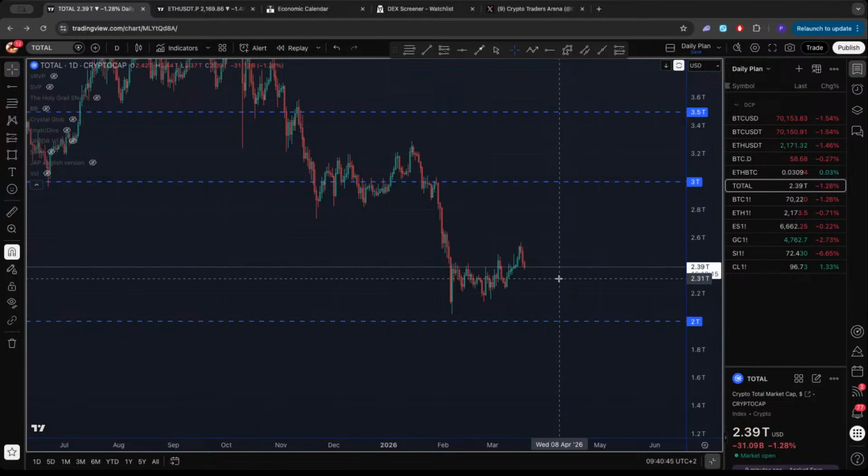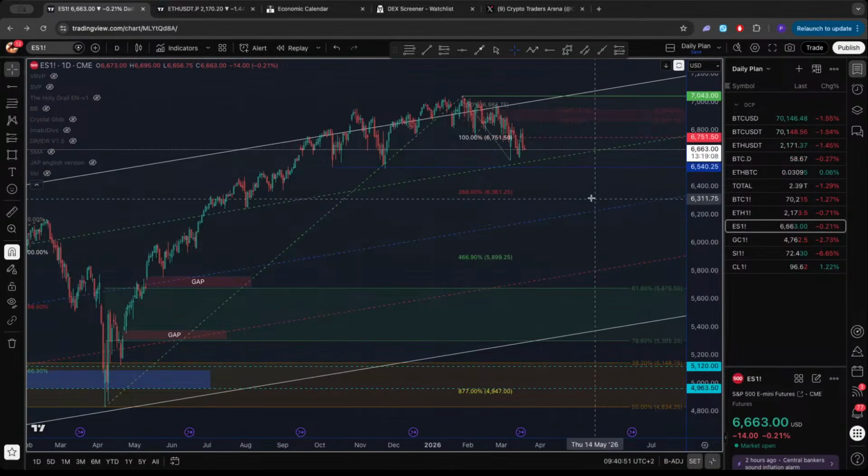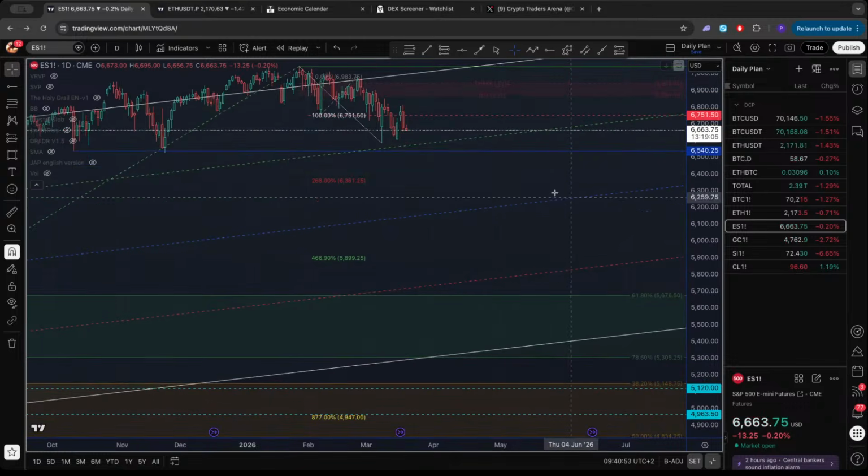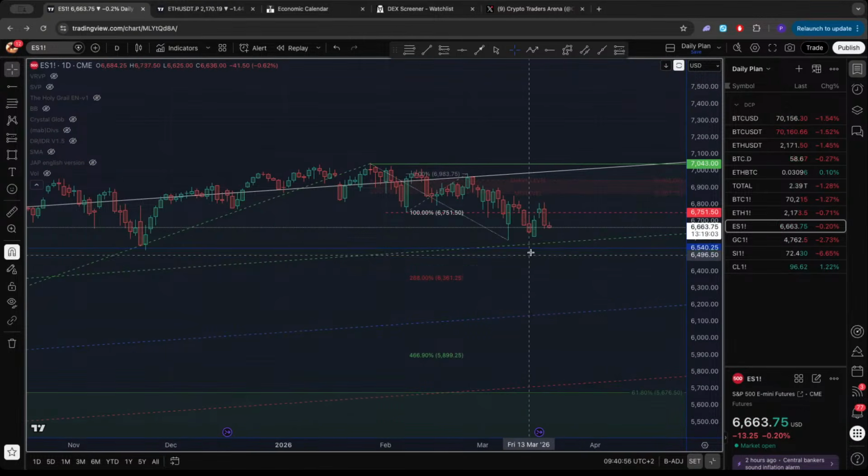Looking around, well, ES is not happy. At least that's my opinion. Let's see ES. I don't see why we should be extra bullish here.